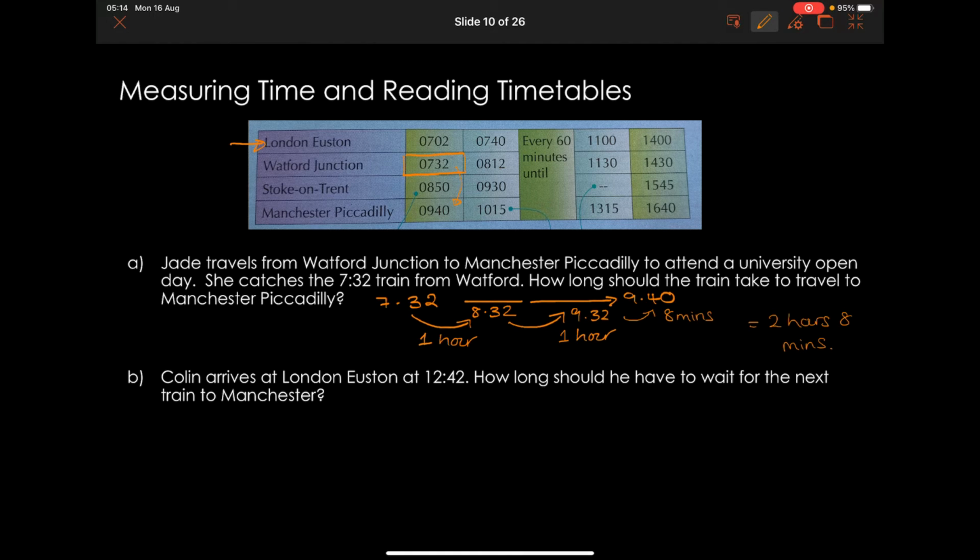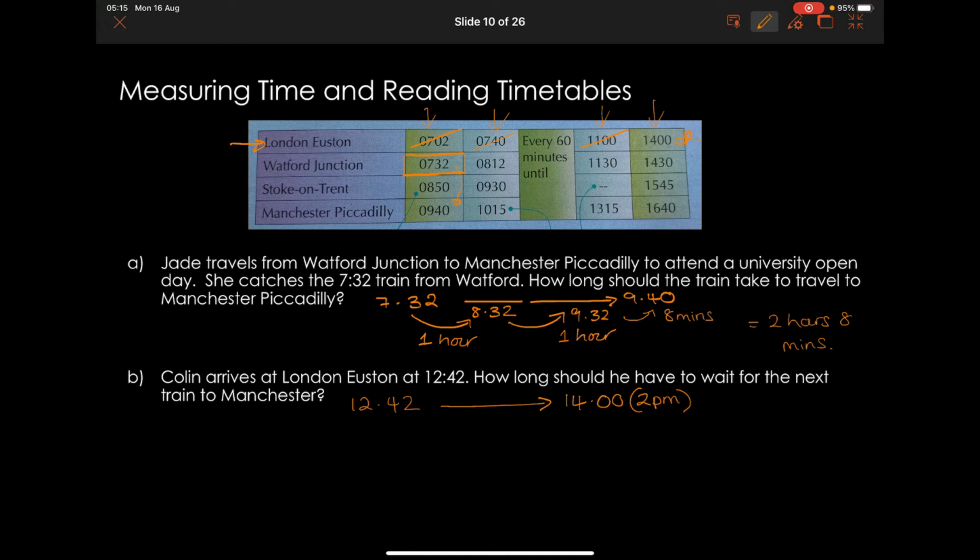Now the only trains that leave from London Euston are 7:02 a.m., 7:40, 11 a.m. and 2 p.m. Okay, so he's arrived at 12:42, so he can't get that train, he can't get that one, and he can't get that one. He's going to have to wait until the 2 o'clock. Okay, so if I put 1400 there, 2 p.m. Okay, he's going to have to wait from 12:42 up to 2 p.m.